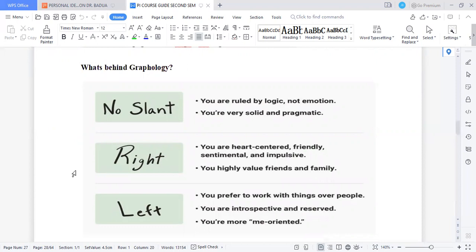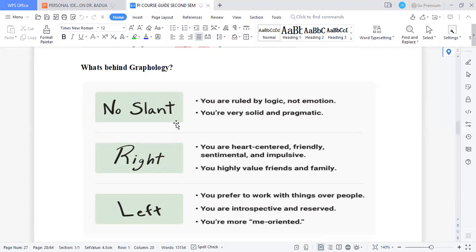When we talk about graphology, it has something to do with the characteristics of handwriting. We all know that the handwriting of a person is unique from each other. For example, the way you write, there is no slant, or it would slant to the right or to the left. The manner of writing would also give an interpretation pertaining to your personality. For example, with no slant, based on readings, it has been said that you are ruled by logic, not emotion. You're very solid and pragmatic. So that is in graphology.